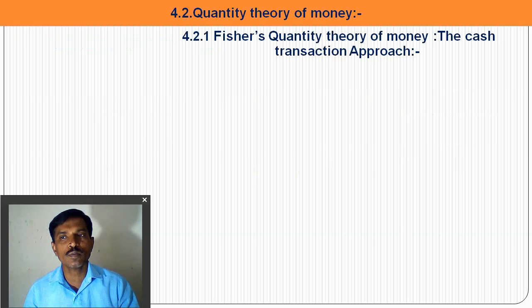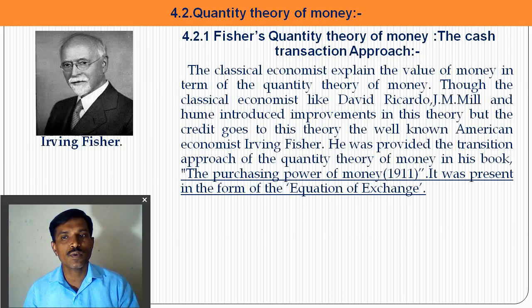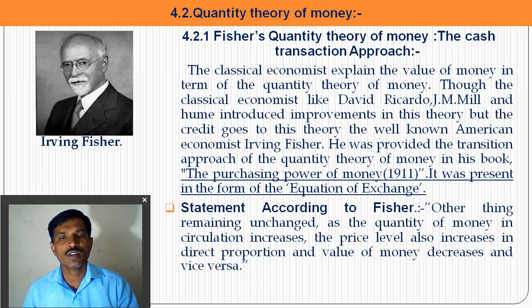Let us first discuss Fisher's quantity theory of money, which we also look at briefly in this lecture. Irving Fisher explained his view about how the value of money is determined. He explained his view in his book The Purchasing Power of Money in 1911, and it was presented in the form of the equation of exchange. In his theory, other things remain constant. There is a direct relation between the price level and the supply of money.